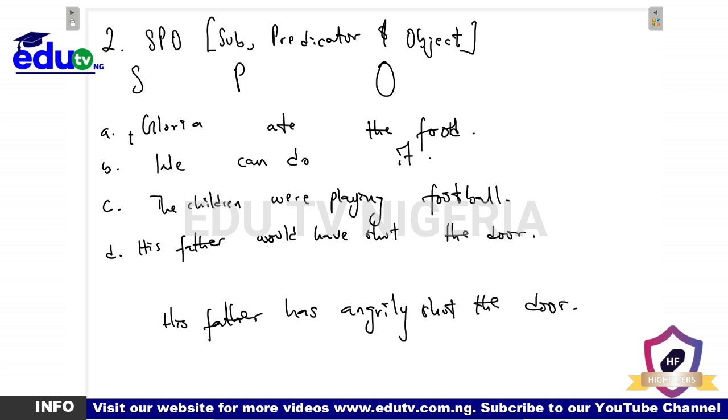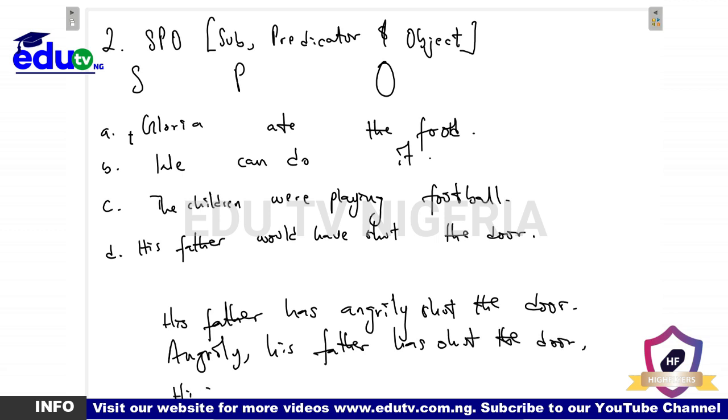Now, on a normal day, we could have said his father has shut the door angrily. Don't forget, I told you that optional adverbials are mobile. That means that they can be anywhere. They are mobile or fluid. I can say, angrily, comma, his father has shut the door. Let me just show you so that you could know that it's possible. Angrily, his father has shut the door. And I can also say his father angrily has shut the door.